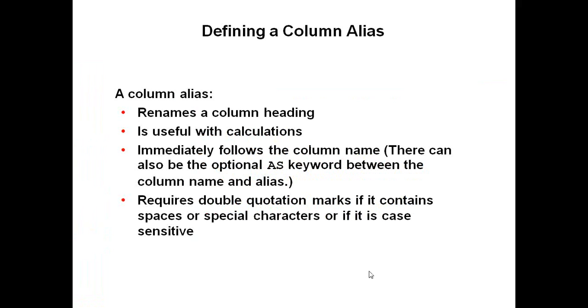So as you can see, a column alias is going to rename a column heading, and column alias is useful especially with calculations. A column alias should immediately follow the column name, and you can use the AS keyword, or without the AS keyword also it will work. And then if at all you want to maintain a space or a special character in the column alias, then you are required to give that in double quotes. So these are the different things that we have.